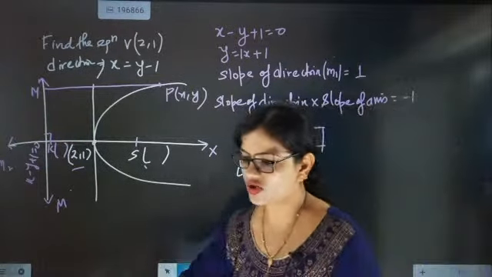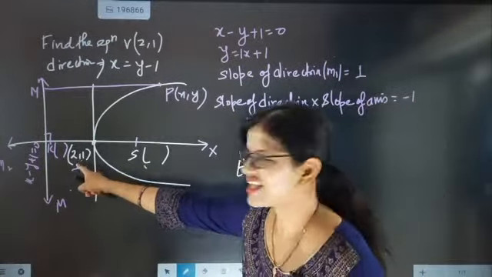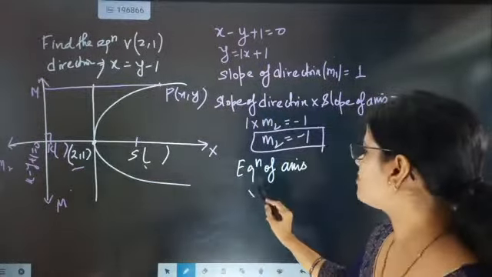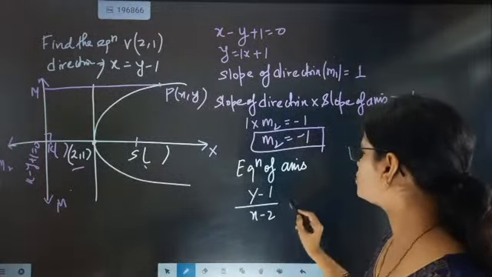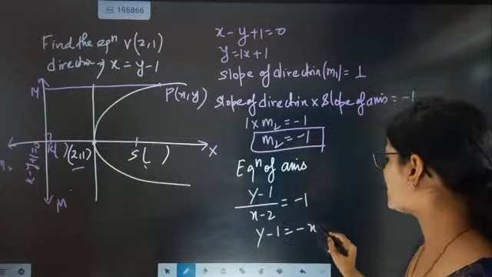So what will be the equation of axis? Equation of axis means a point is given, 2, 1. So (y - 1)/(x - 2) equals the slope, which is -1. Multiply this: y - 1 equals -x + 2.